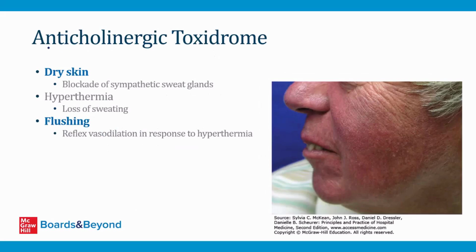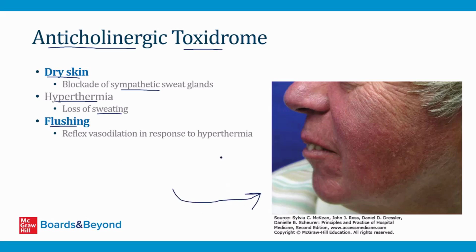So now let's talk about the clinical features of an anticholinergic toxidrome. They are essentially the opposite of what we talked about for a cholinergic toxidrome. So in an anticholinergic toxidrome, the skin becomes very dry because you're blocking acetylcholine effects at sweat glands, which are innervated by the sympathetic nervous system. When patients can't sweat, they can't dissipate heat, so they will develop hyperthermia from loss of sweating, and their body temperature can be high. And then the skin of the face and other areas in the body can become flushed, meaning it can look red, like in this picture on the slide here.